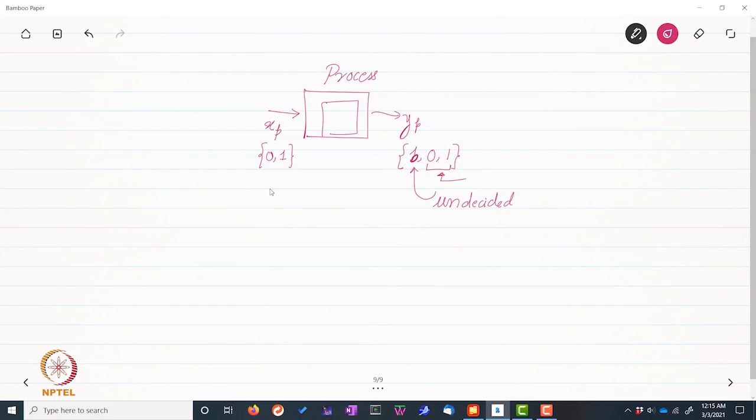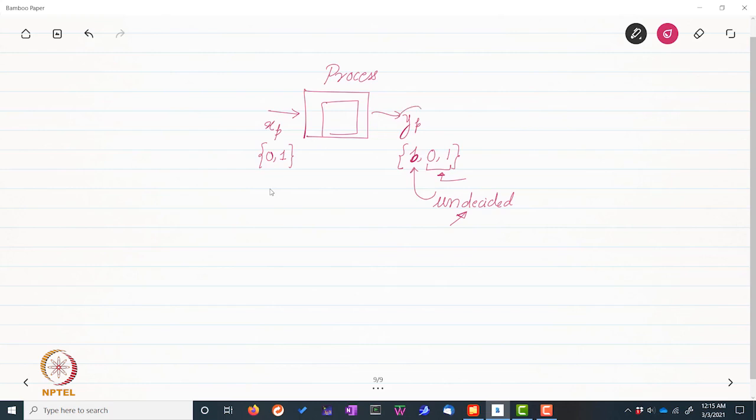So what our aim will be, or what we want to show, is that if there is one faulty process which takes a finite number of steps the way that we have defined it and then appears to fail, all the processes, at least the non-faulty ones, will appear to be undecided. In the sense, they will not be able to make a decision. What we further say is that we need not.